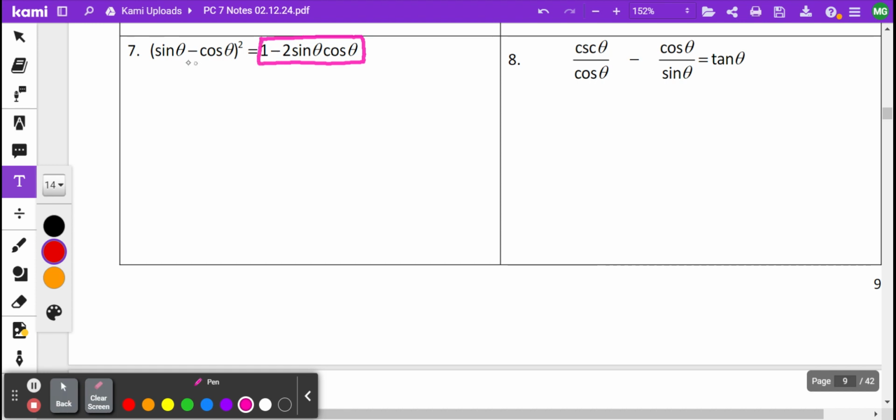Now, if you look at this, we have sine of theta minus cosine of theta squared, which really you might want to write out as sine of theta minus cosine of theta times sine of theta minus cosine of theta. And see what happens when you FOIL that. Okay, so that's your little hint for number 7. You're also going to try number 8.